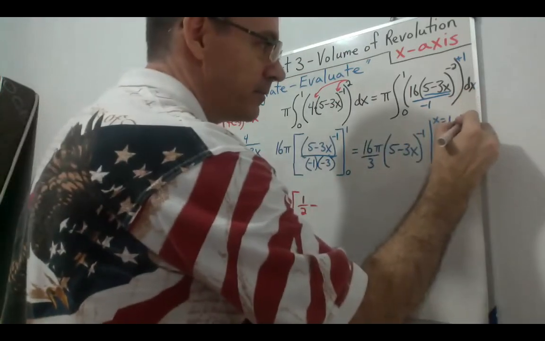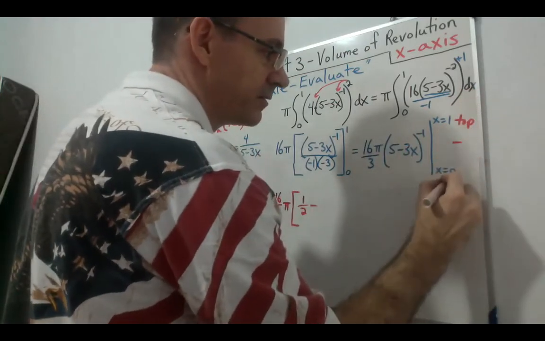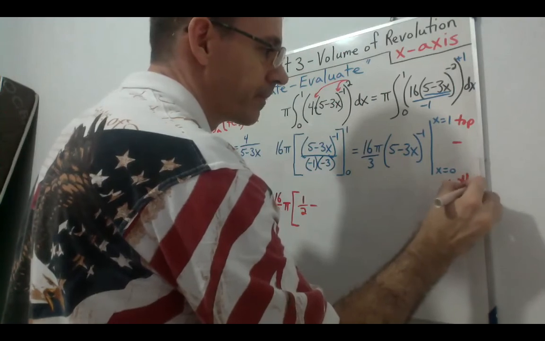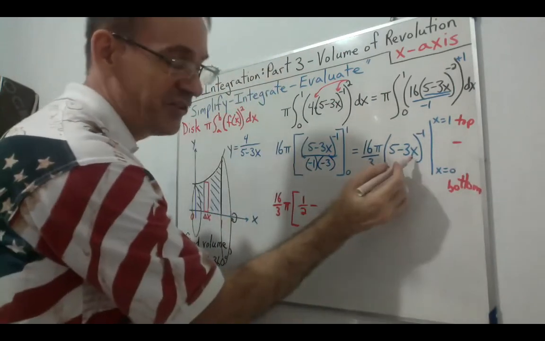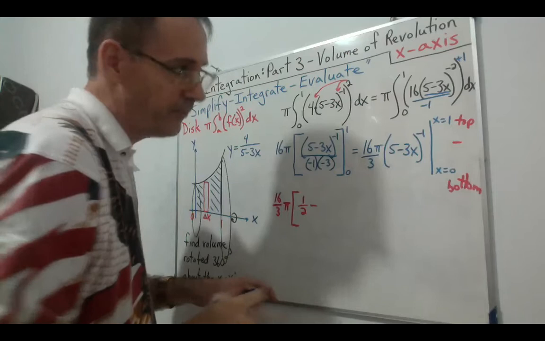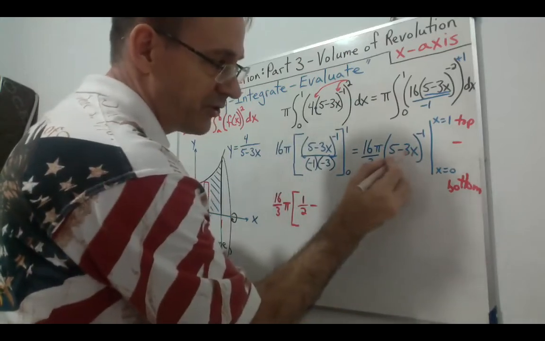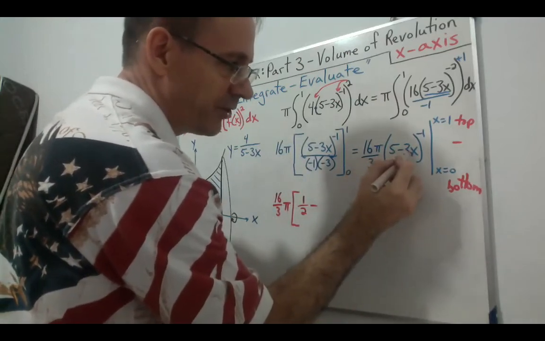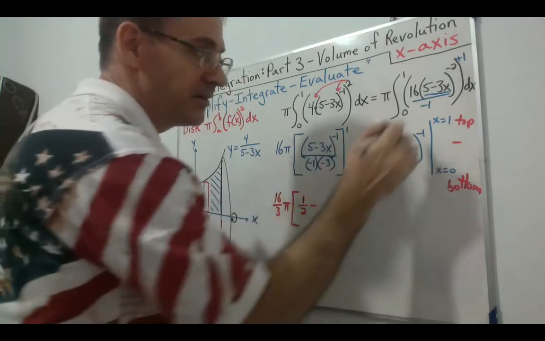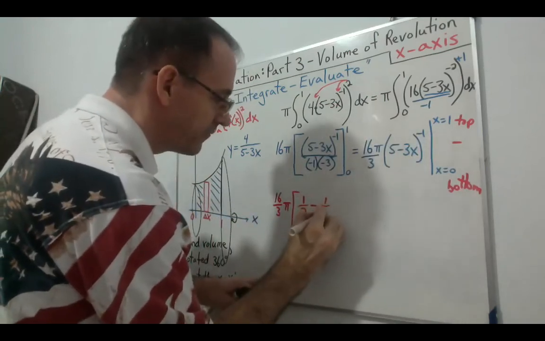Remember, top minus the bottom. So we plug in a 0. Notice it does not become 0. 3 times 0 is 0, but 5 minus 0 is 5 to the negative 1 power is 1/5.